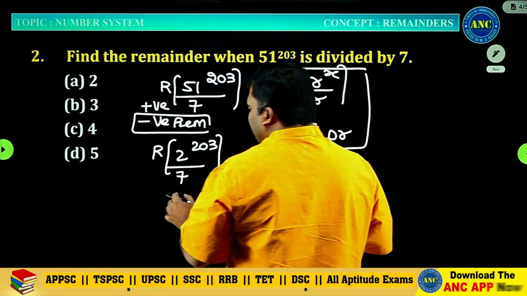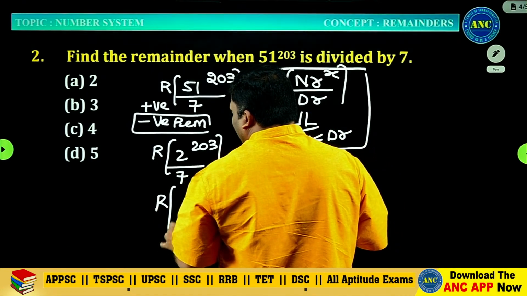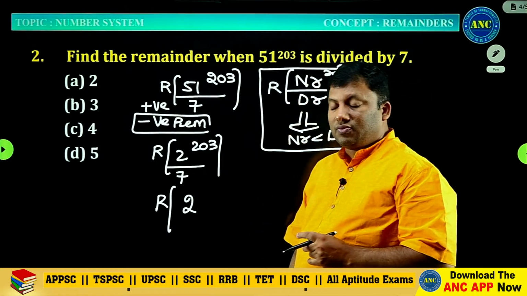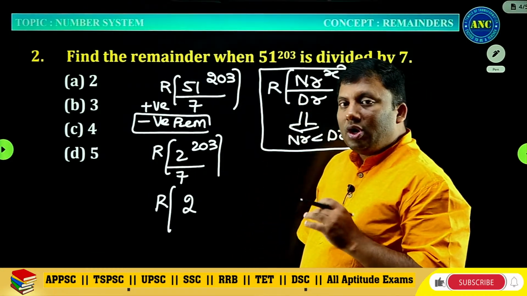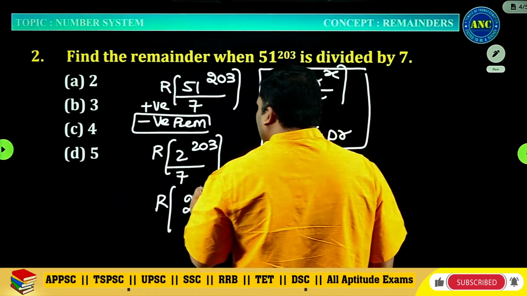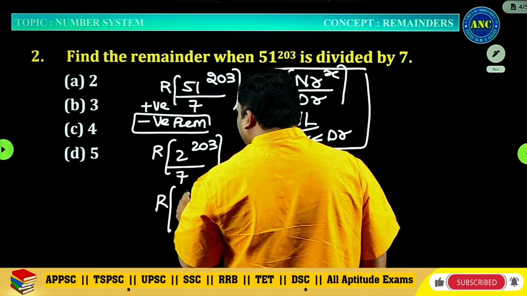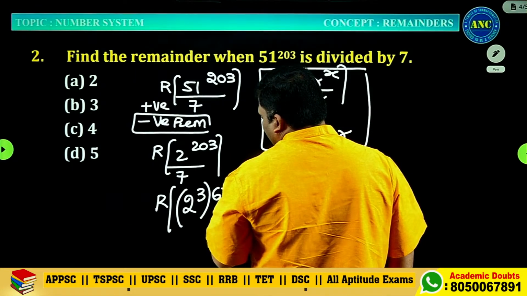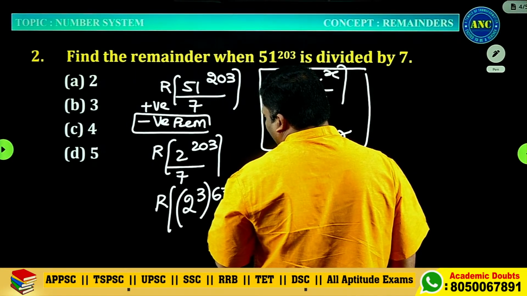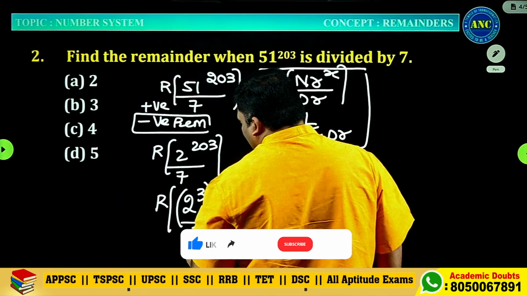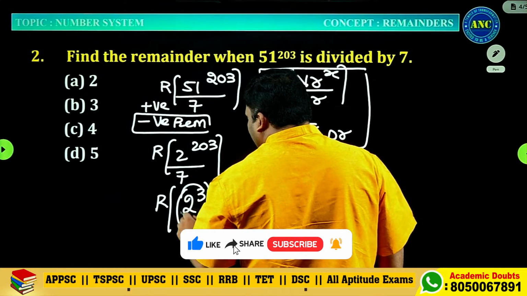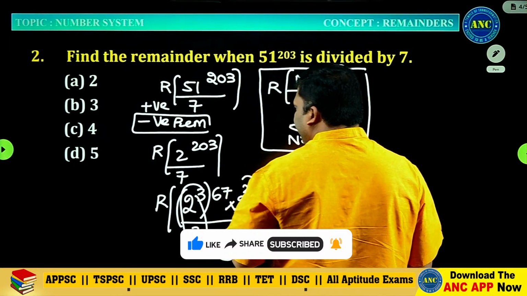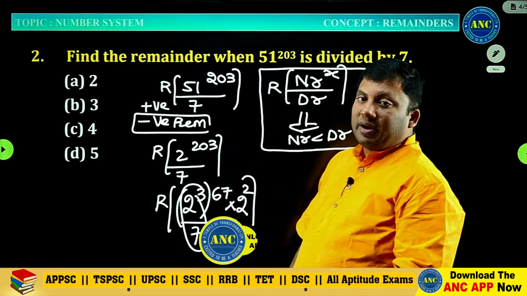Now the second step is: which power of 2 when divided by 7 will give me plus 1 or minus 1? 2 square is 4. 2 cube is 8. 8 divided by 7 gives 1. 3 67s are 201, so 203 is 201 plus 2, giving 2 square. 8 when divided by 7 gives 1. 4 divided by 7 gives 4.